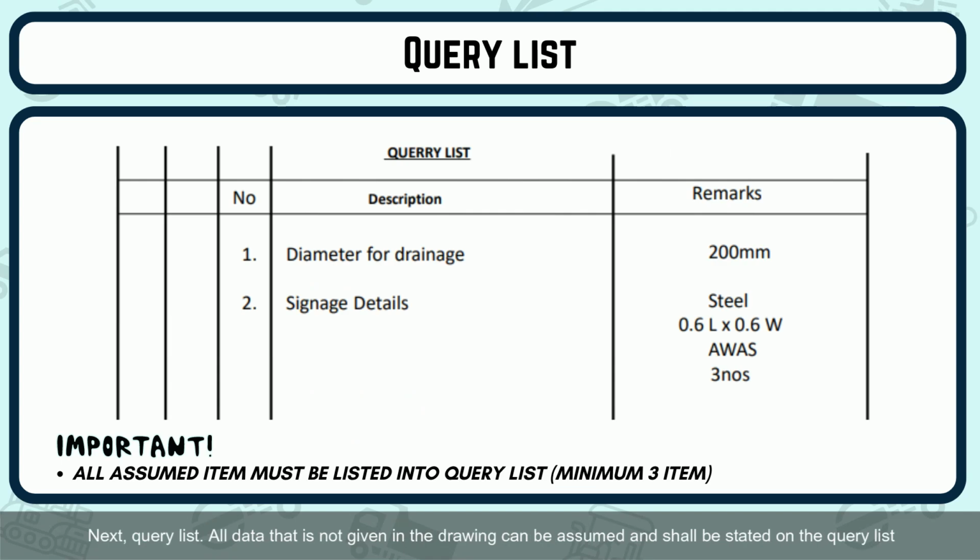Next, query list. All data that is not given in the drawing can be assumed and shall be stated on the query list. More importantly, at least 3 assumed items must be listed here.